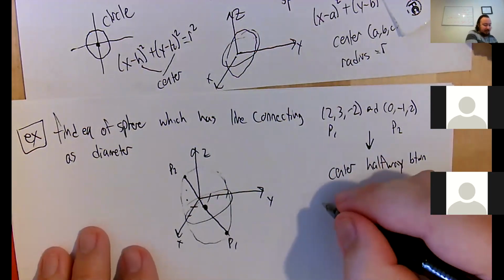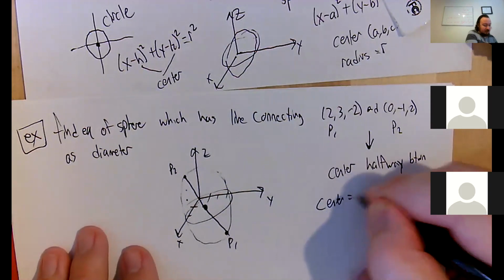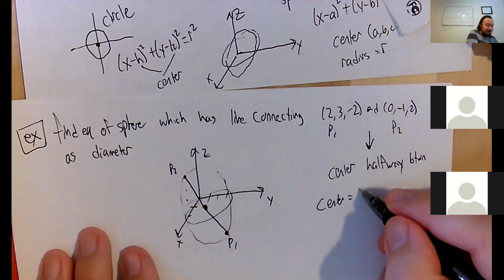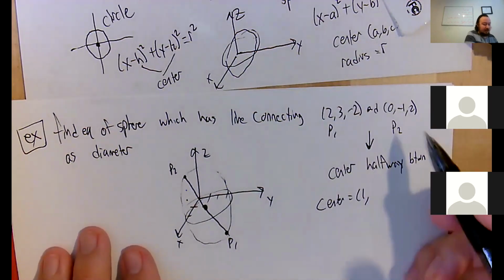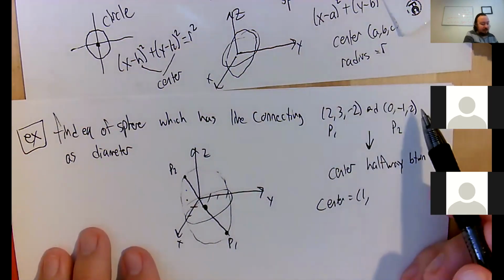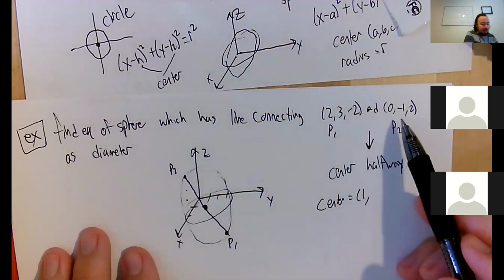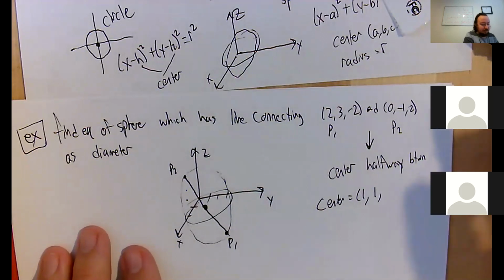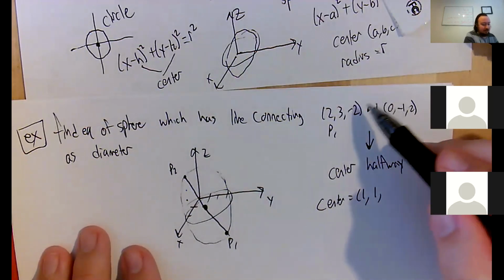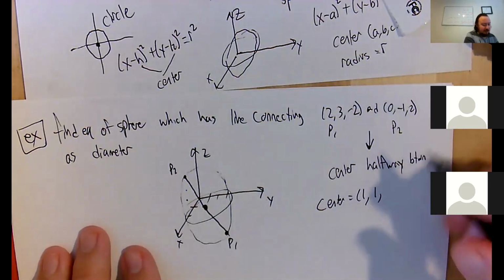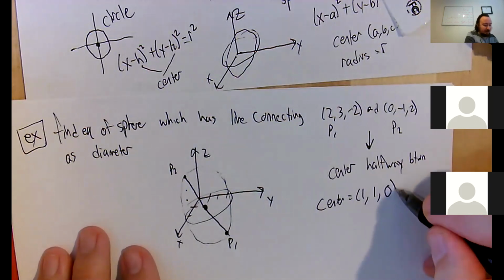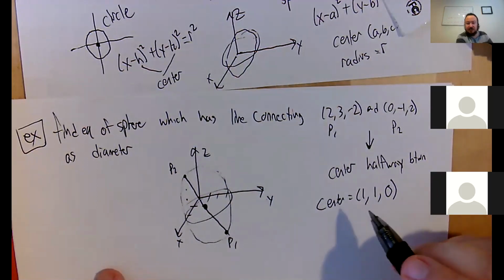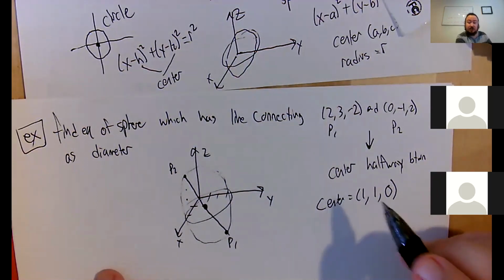All right, so let's see. What's the coordinate for the center? Well, what's halfway between 0 and 2 right here? It's going to be 1. What's halfway in between -1 and 3? Well, they have a distance of 4. Divide that by 2 and add it to this. So we have 1 for that. And then halfway in between -2 and 2 will be 0. So this is going to be the center of our sphere.